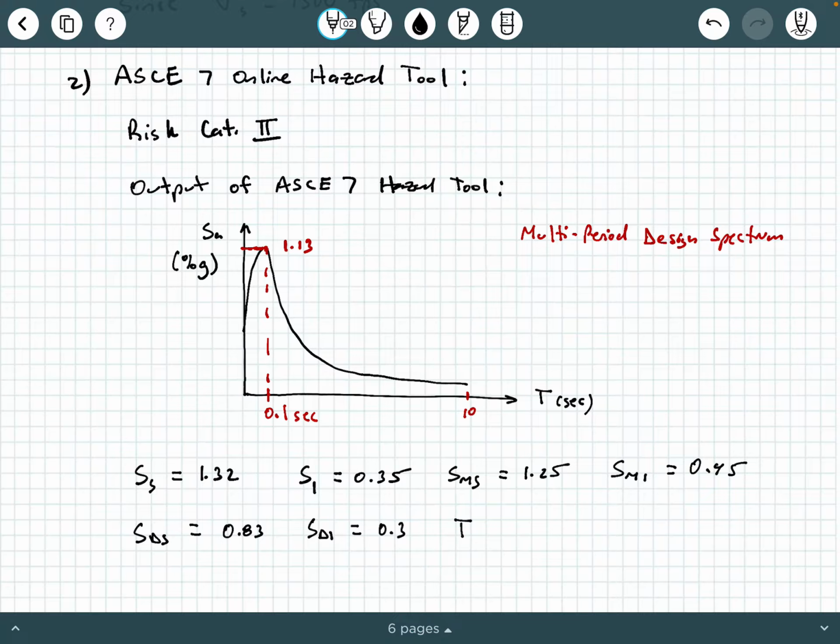It gives us the long period immediately, 12 seconds. Okay, that's the long period transition period. And it has some other information there for us as well, but this is the key information that it's going to give you. Remember, all these spectral acceleration values are percentages of g. So what do we do next?